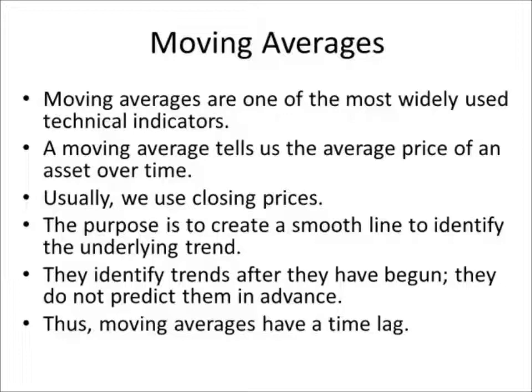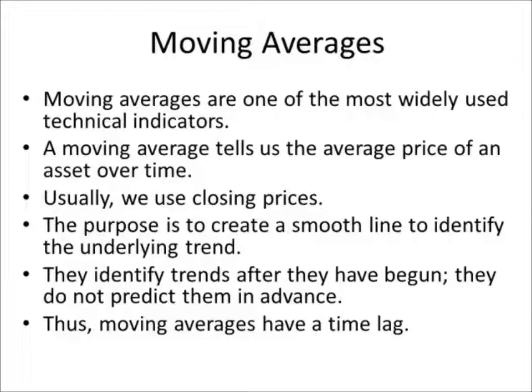And the moving part tells us that this average changes over time. So we calculate this average at each point in time, and this changes. And that together creates the moving average. Usually, when we calculate a moving average, we use closing prices. For example, if we were to take the moving average over the last 20 days, we would take the closing price of the asset over the last 20 days, average them, and that would be the moving average value.